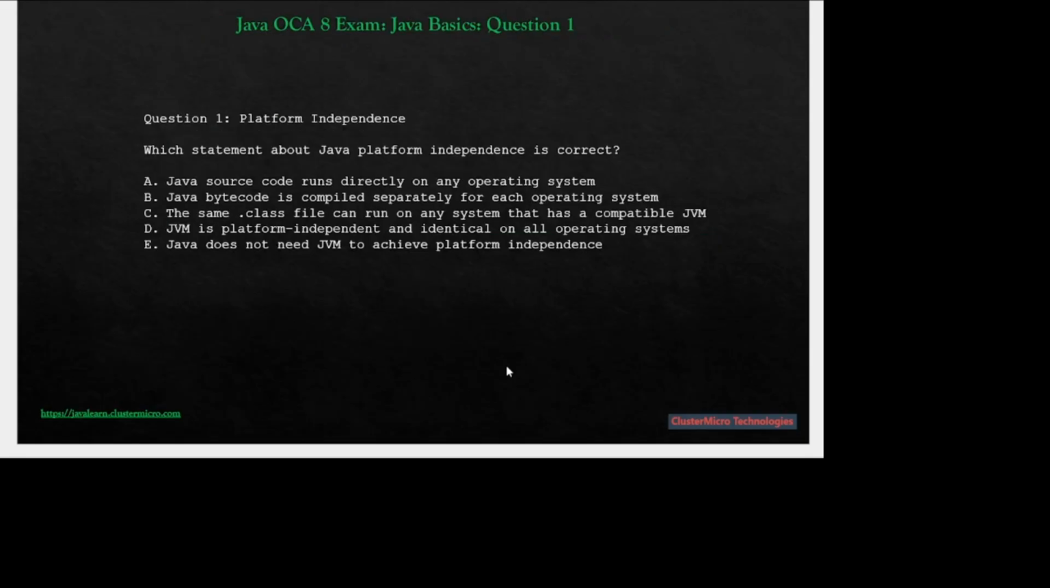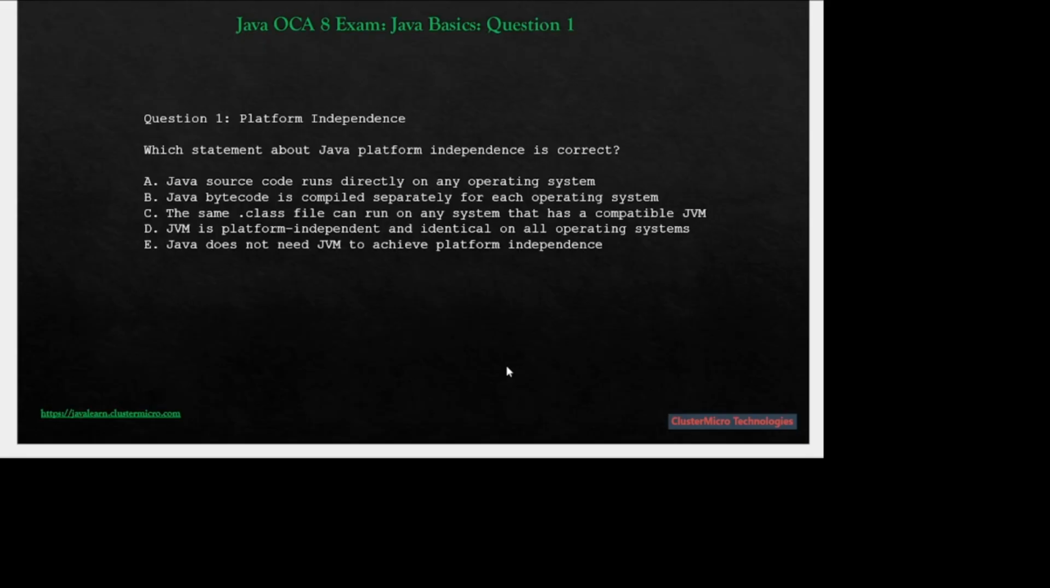Let's come to question number 1, platform independence. Which statement about Java platform independence is correct? Java source code runs directly on any operating system: not true. Java bytecode is compiled separately for each operating system: not true. The same .class file can run on any system that has a compatible JVM, right? So option C is correct. D and E are not correct because the JVM is not platform independent. For every OS you have to have a JVM, and Java doesn't run without a JVM.